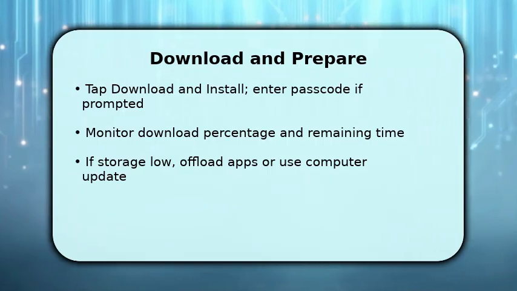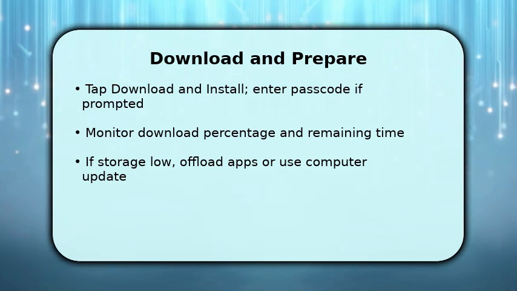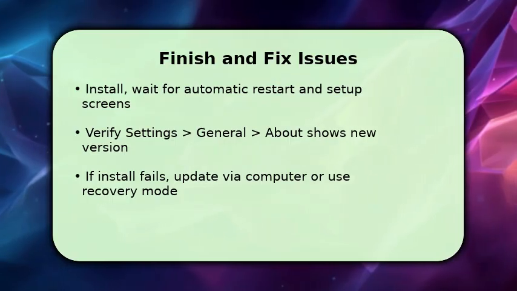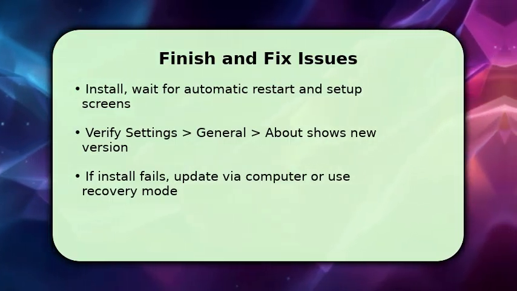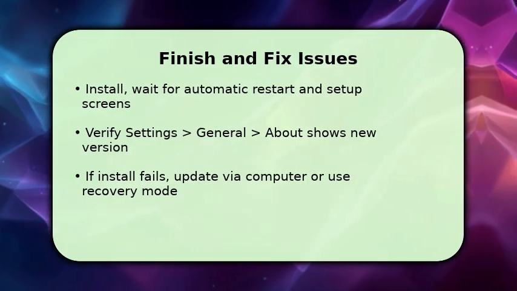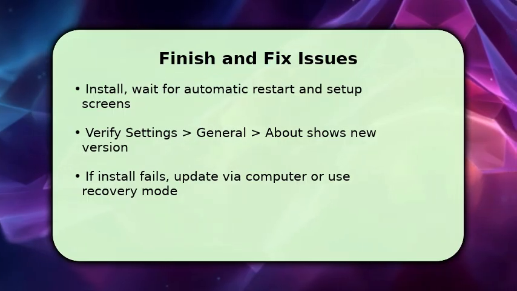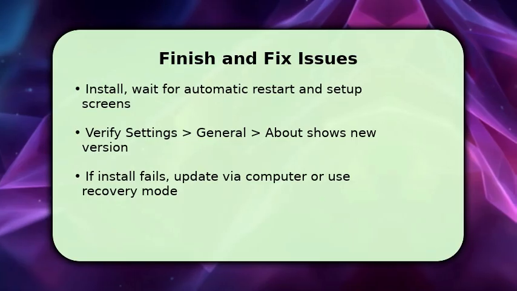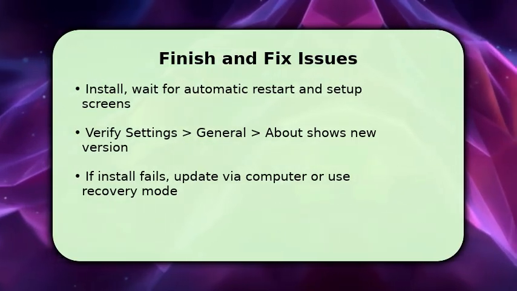You complete the update by choosing Install. The device will restart and run its setup routines automatically. After it boots, follow any on-screen prompts and then check Settings, General, About to confirm the new version. Reopen apps to ensure compatibility and check available storage. Sometimes caches rebuild after updates. If the install fails or the device is stuck, connect it to a computer and update via Finder/iTunes or enter recovery.